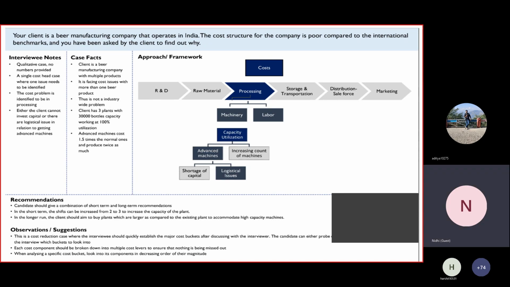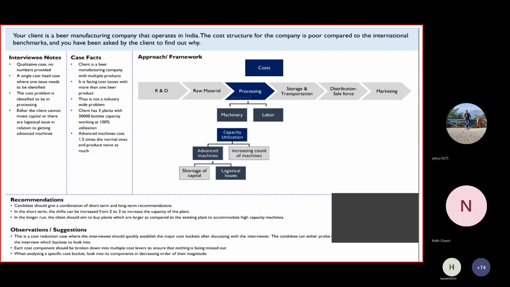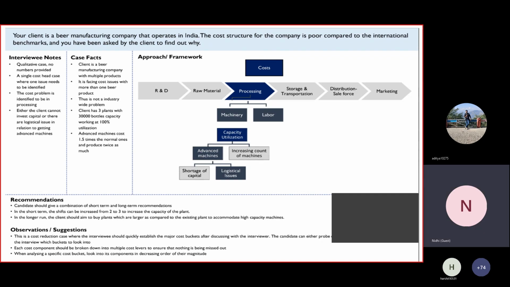Okay, so I'll just explain it to you. Now the case says, listen to me very carefully. Rahul, the case says that there is some problem with the cost structure of the beer manufacturing company. We will be eliminating the revenue side of it because cost is the problem. That's very clearly mentioned in the case.